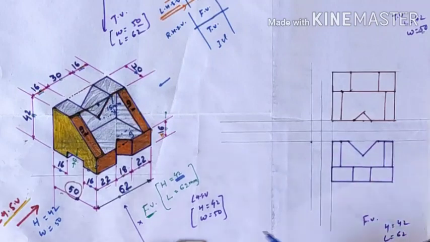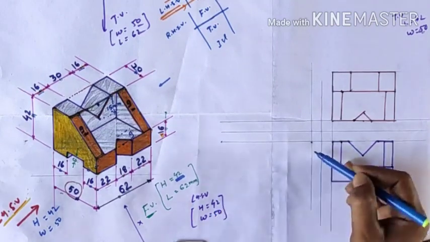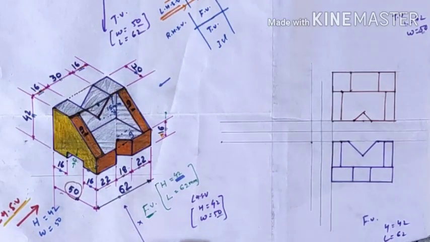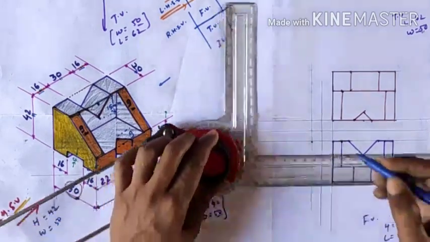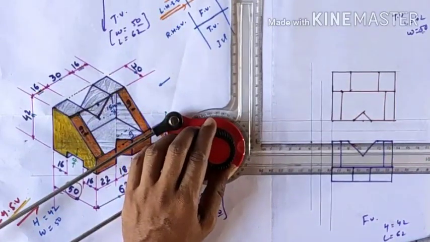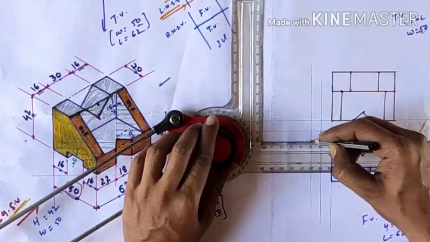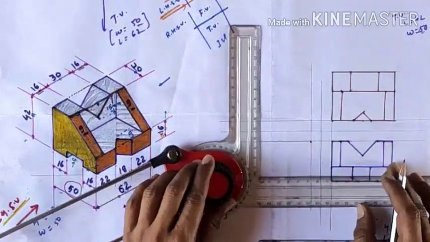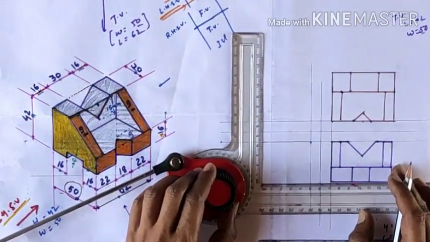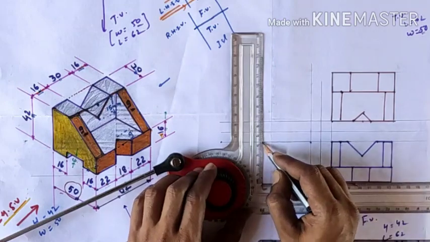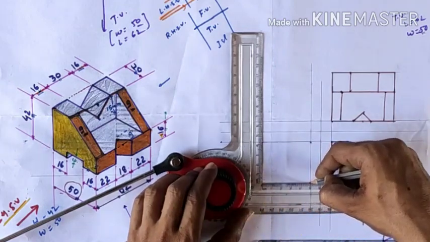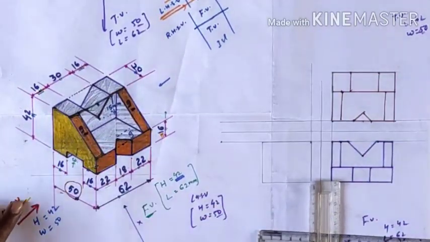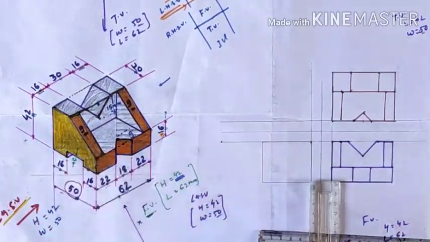So again from here we draw. This is your width line and this is your height. So what is the dimension? The width is 50, so here draw a box 50, and the height is 42, so this is 42. This is your box. And what we see from here, this yellow color line shows all the sides.